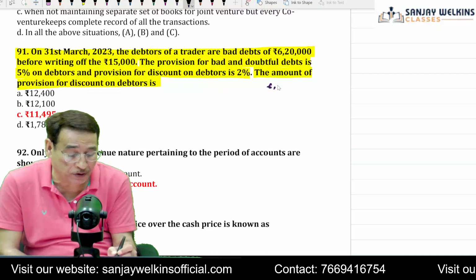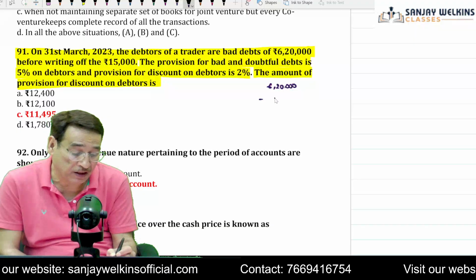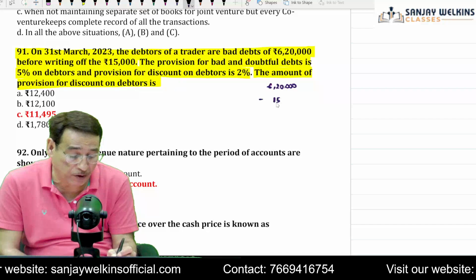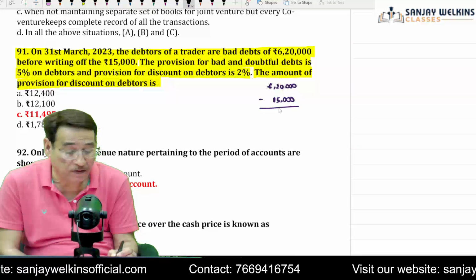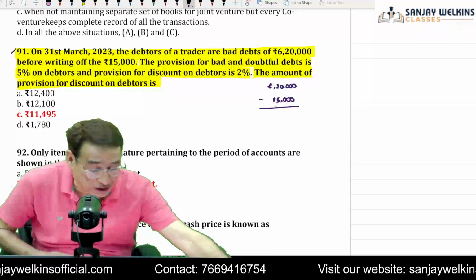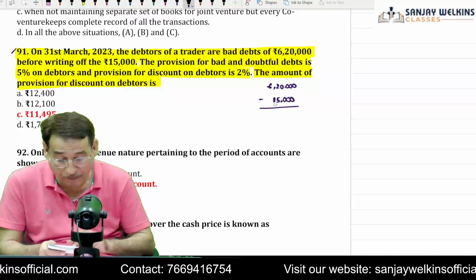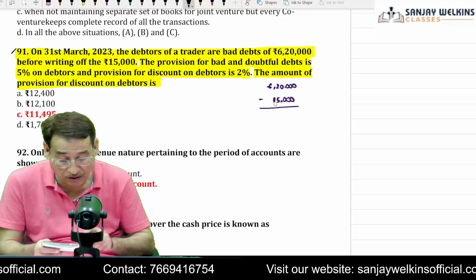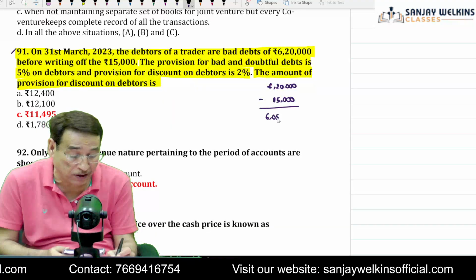6,20,000 is the amount of debtors, no doubt about that. And then there are bad debts, because it is written debtors are before writing off bad debts, correct, in this question. So when I subtract the amount of bad debts, that is 6,20,000 minus 15,000, it will be equal to 6,05,000. So 6,05,000 net debtors.